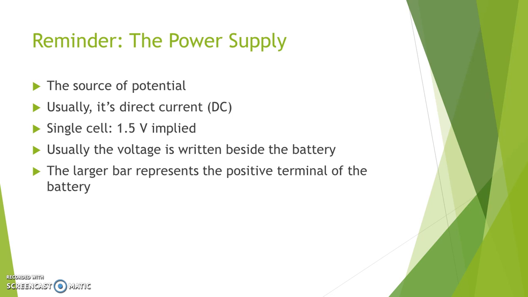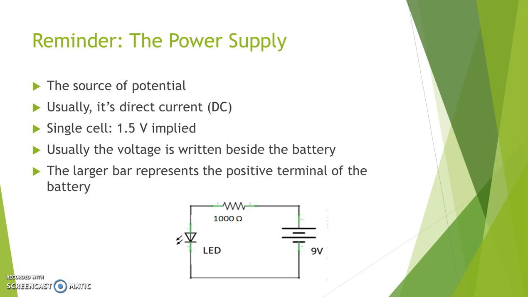Now batteries are directional, right? They push electrons in a specific direction. So the schematic has to show which direction the battery needs to be connected up. Our coworkers need to know which way to connect the battery. So the larger bar on the symbol that we'll see in a second is the positive terminal of the battery. So right here we've got our larger bar. That's the positive terminal of our battery.